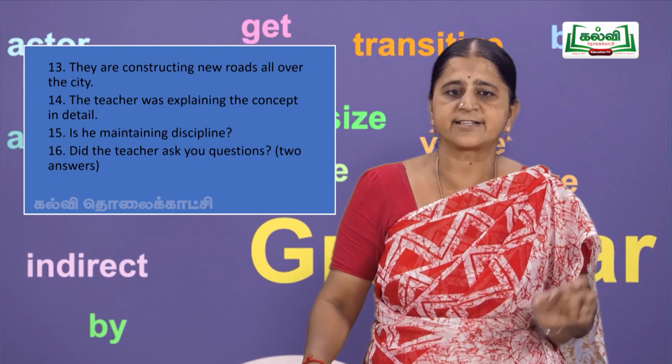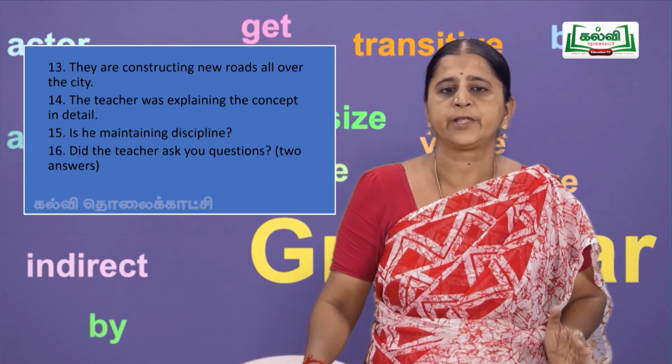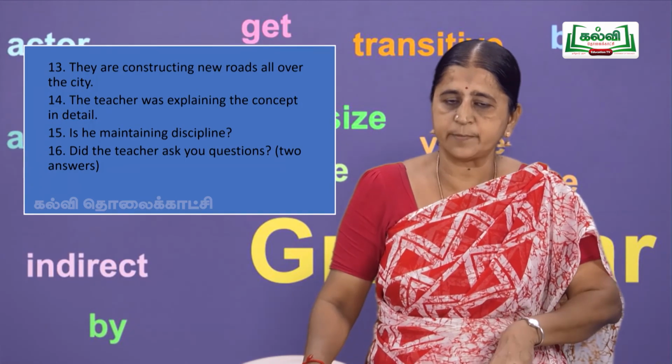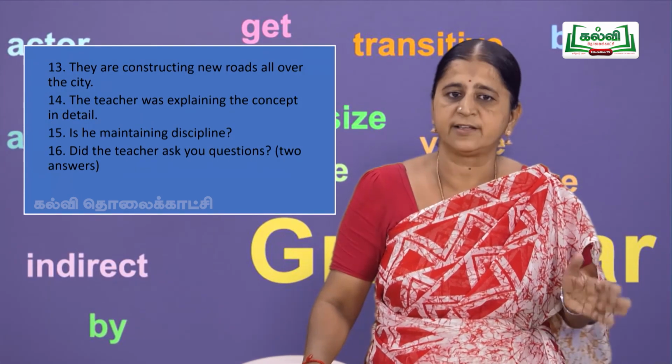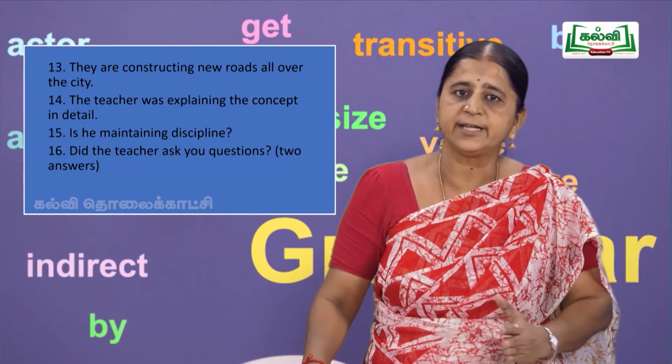Now for this sentence, the teacher was explaining the concept in detail. The teacher was explaining what? The concept. So the concept is your object here. It becomes the subject in the passive voice. The concept was being explained by the teacher in detail.